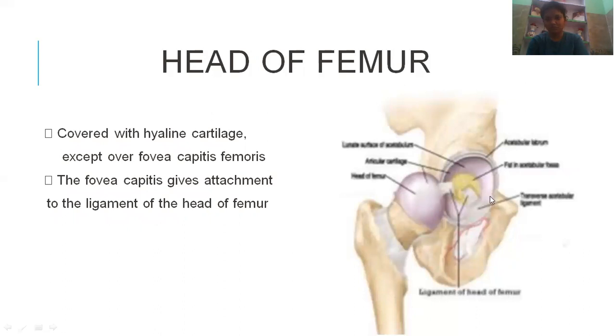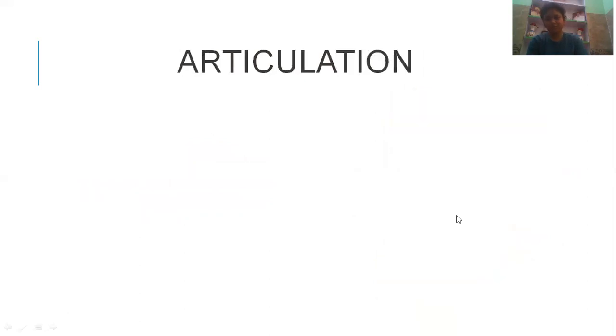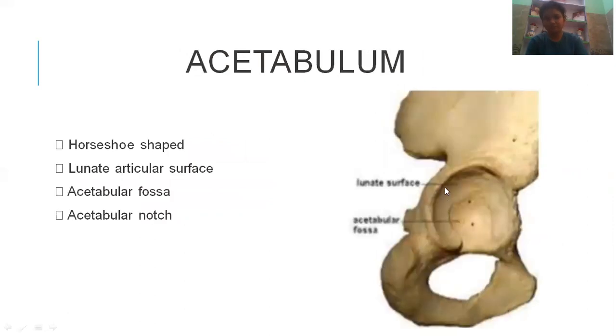This is the lunate articular surface. Look here. This is the lunate surface. It's lunate in shape. This is the acetabular fossa, where the head of the femur fits and articulates. And this is the notch.